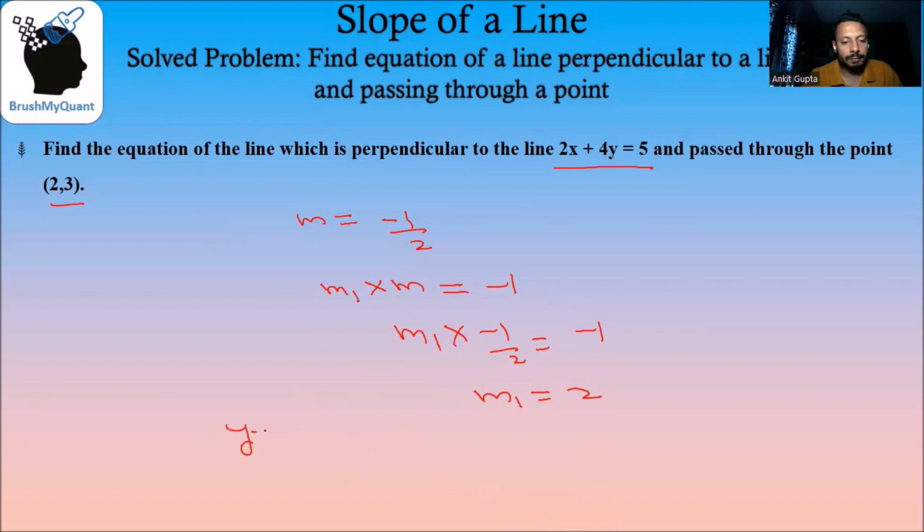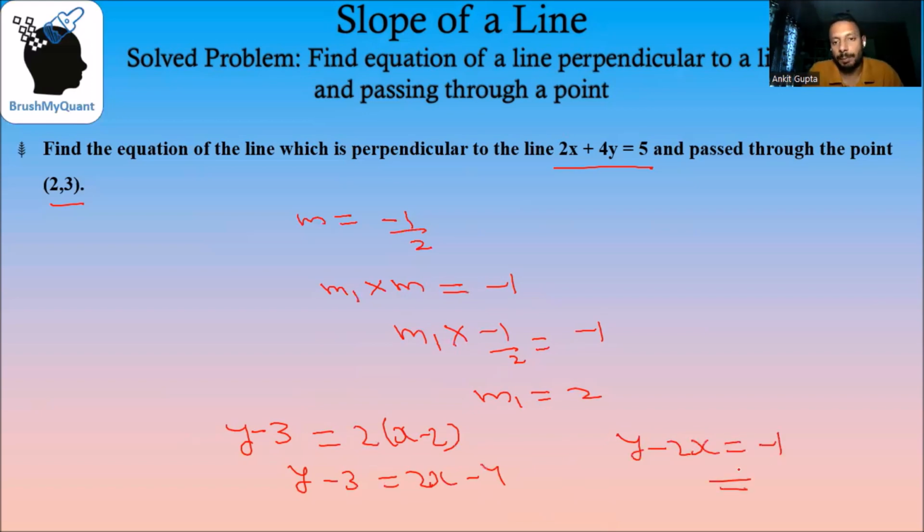So the equation of the line will be given by y minus 3 is equal to 2 times x minus 2, or y minus 3 is equal to 2x minus 4, or y minus 2x is equal to minus 1 will be the equation of the line which is perpendicular to 2x plus 4y is equal to 5 and passes through the point (2, 3).